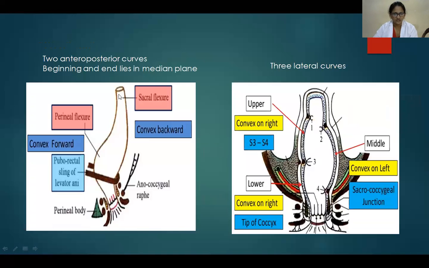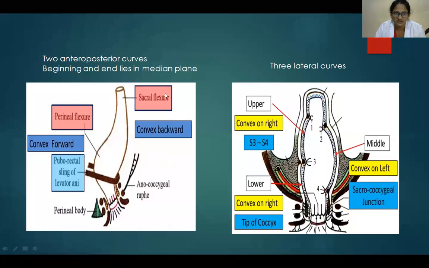These are the flexures. This is the sacral flexure, and this is the perineal flexure. The sacral flexure is convex backward, following the sacrum and coccyx, whereas the perineal flexure is convex forward. It is formed by the puborectal sling, which is formed by the levator ani muscle.